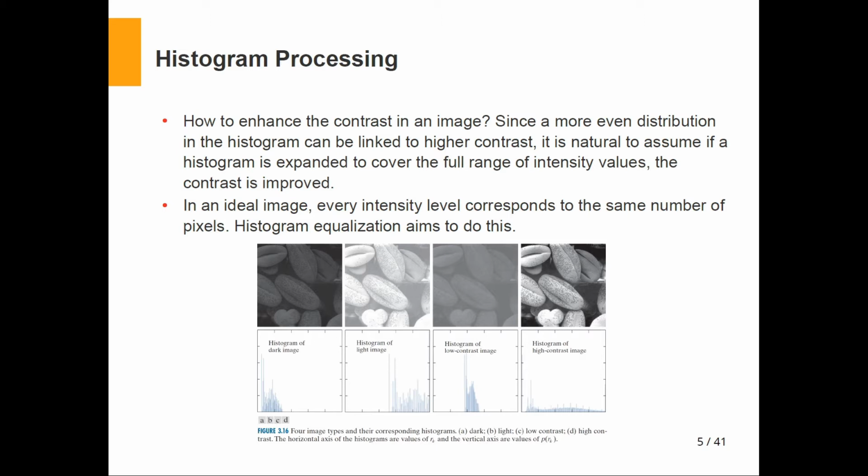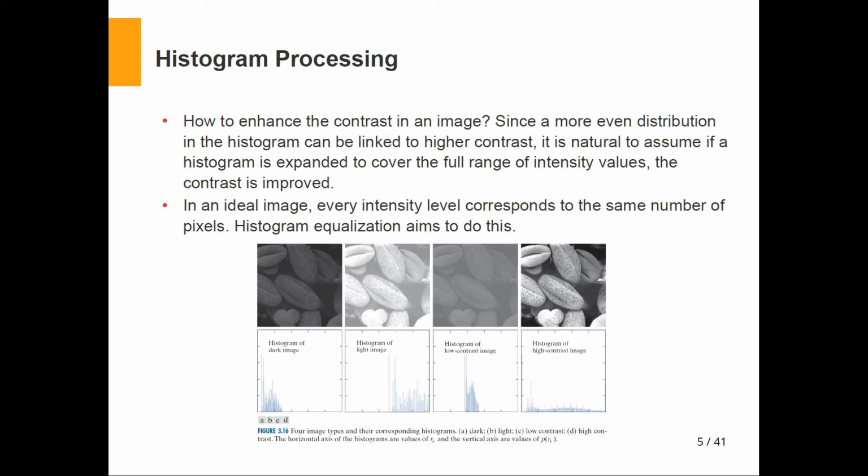In an ideal image, you can say every intensity level corresponds to the same number of pixels. So the concept of histogram equalization works based on this assumption.